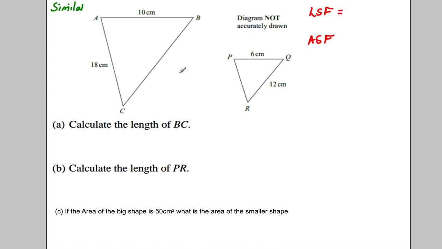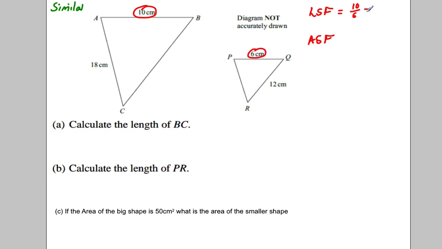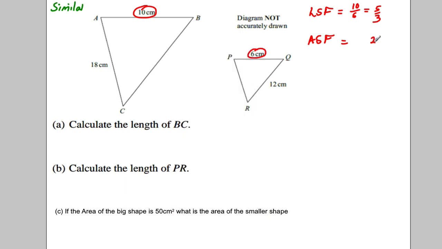So the length scale factor, we've got the 10 and we've got the 6. So we're going to do 10 divided by 6. Get your calculator out. 10 divided by 6, and it gives us a going on decimal. So we're going to leave it as 5/3, right? And the area scale factor, well, we know it's 5/3, so we're going to square it. It's 25/9.